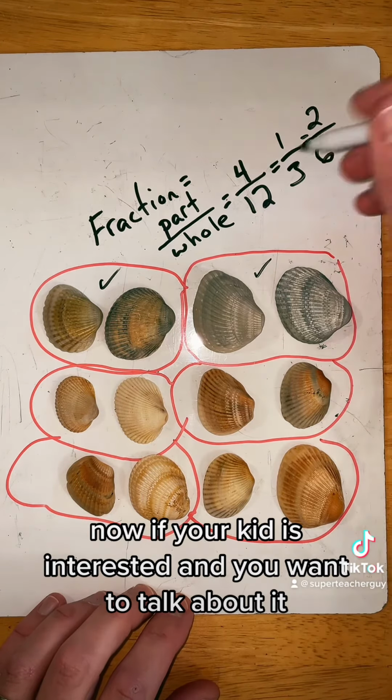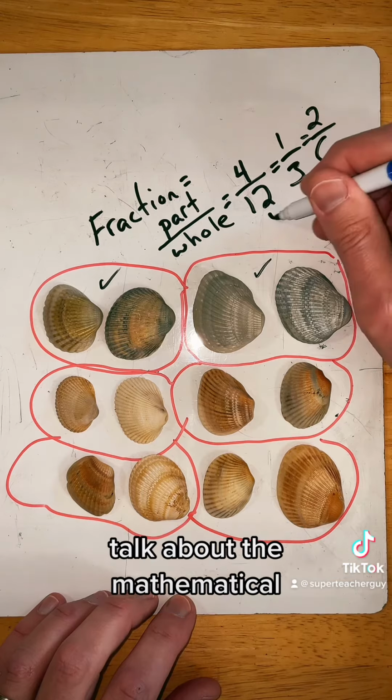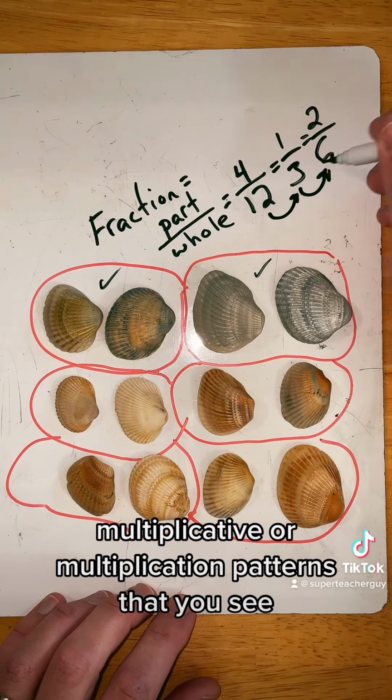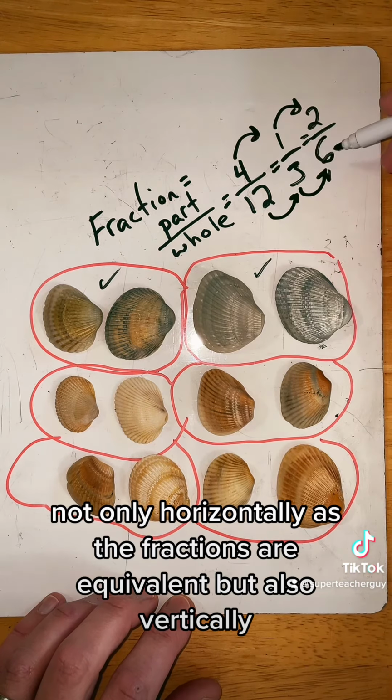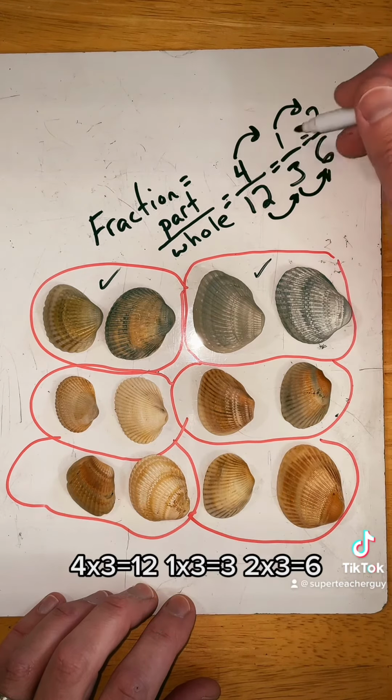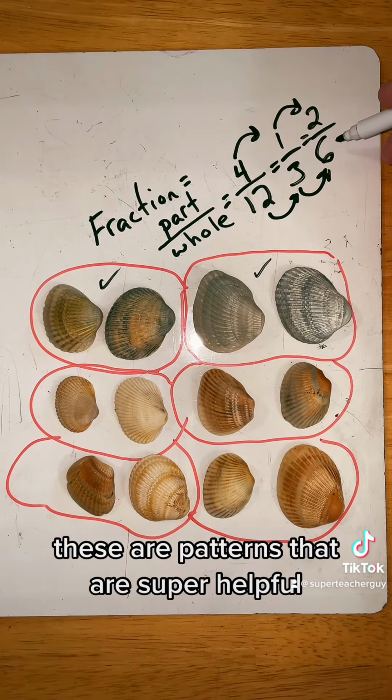Now, if your kid is interested and you want to talk about it, talk about the multiplication patterns that you see, not only horizontally as the fractions are equivalent, but also vertically. 4 times 3 is 12, 1 times 3 is 3, 2 times 3 is 6. These are patterns that are super helpful.